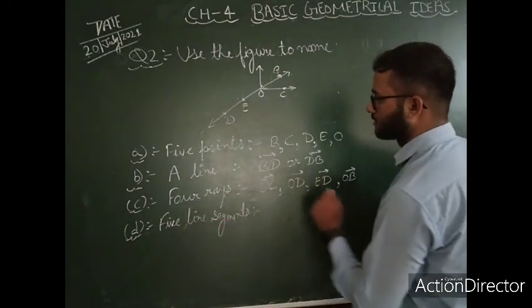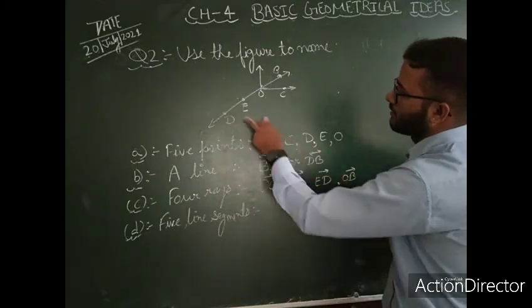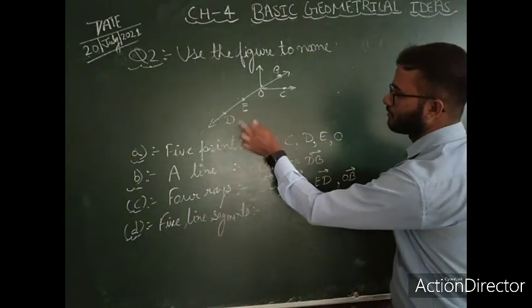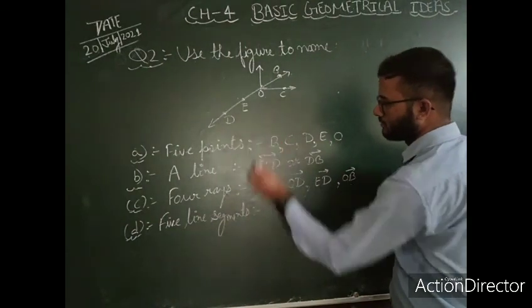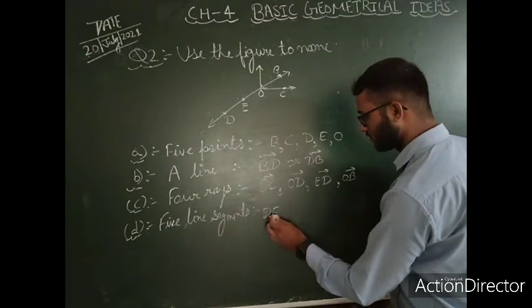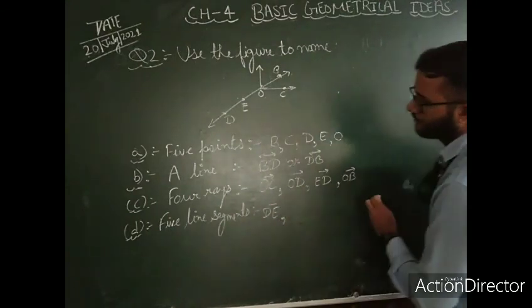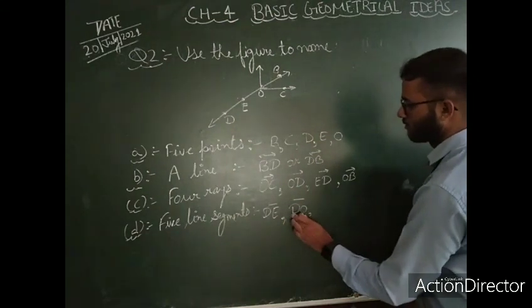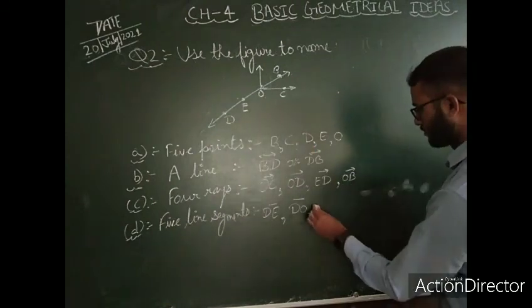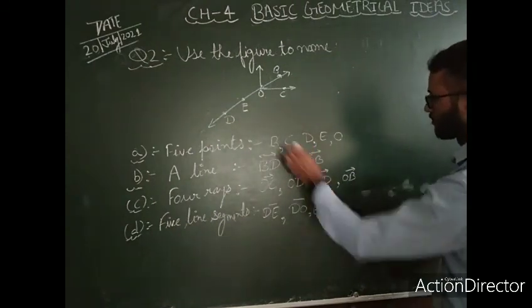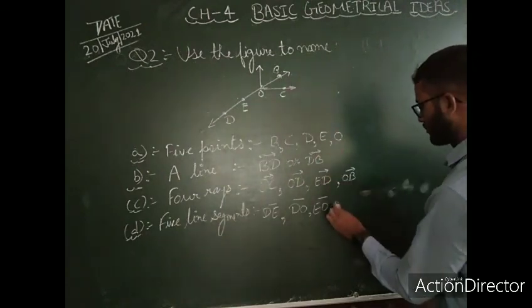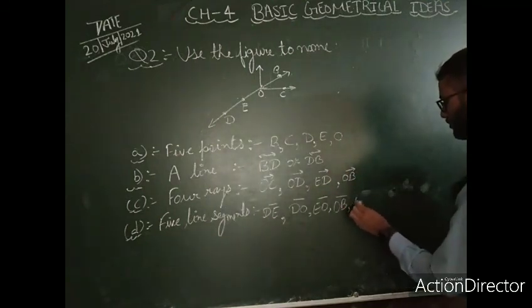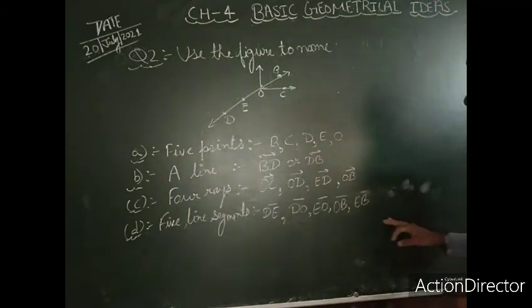Now 5 line segments. Here we use the symbol also. The first line segment is DE, so here we write DE. Then DO, then EO, then OB and EB, right? So these are the 5 line segments here.